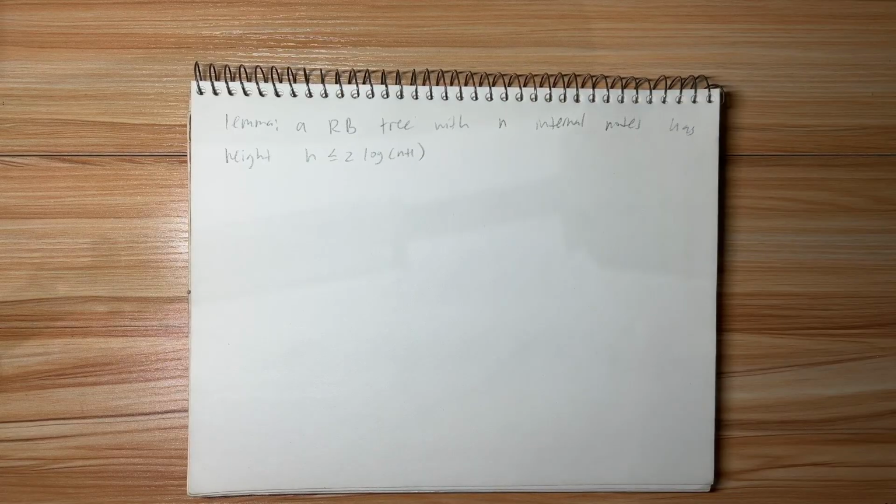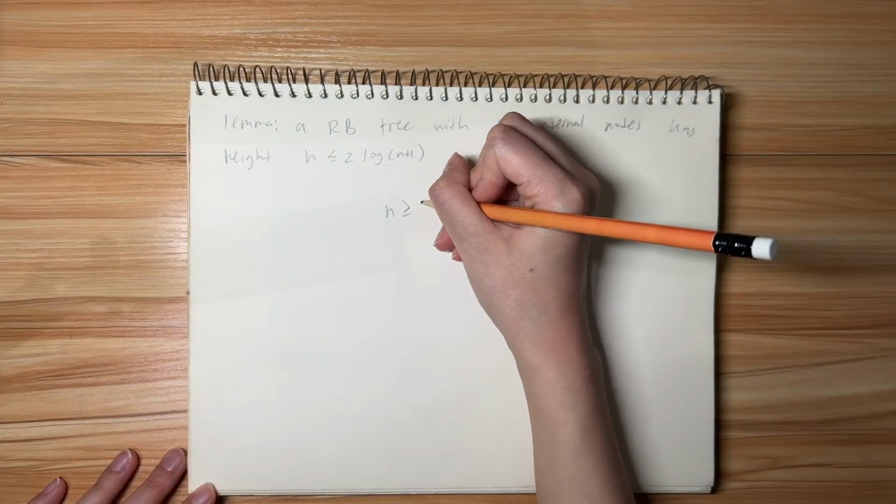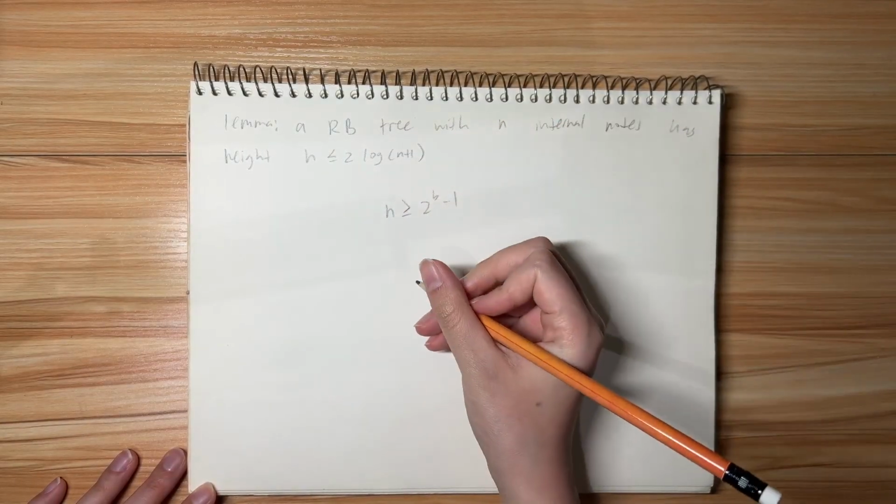Lastly, we're going to take a look at this lemma. If a red-black tree with n internal nodes has height h less than or equal to 2 log of n plus 1, how do we prove this? So by our two previous claims, n is greater than or equal to 2 to the bh minus 1.